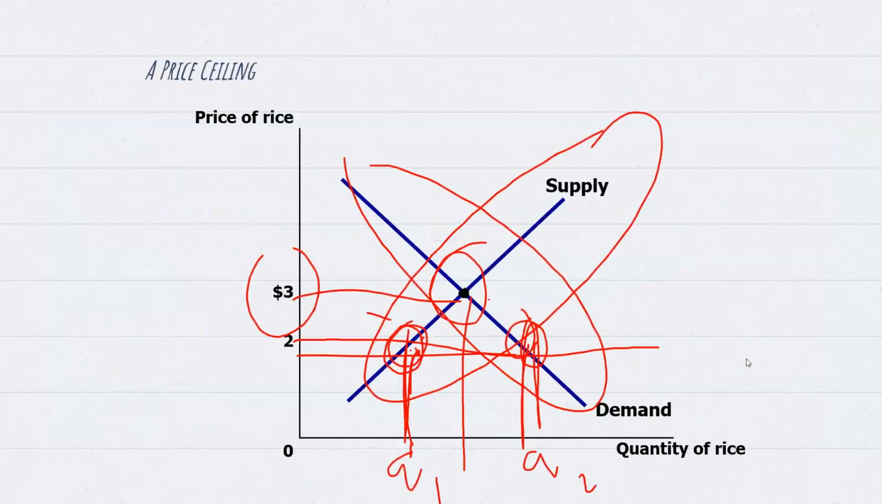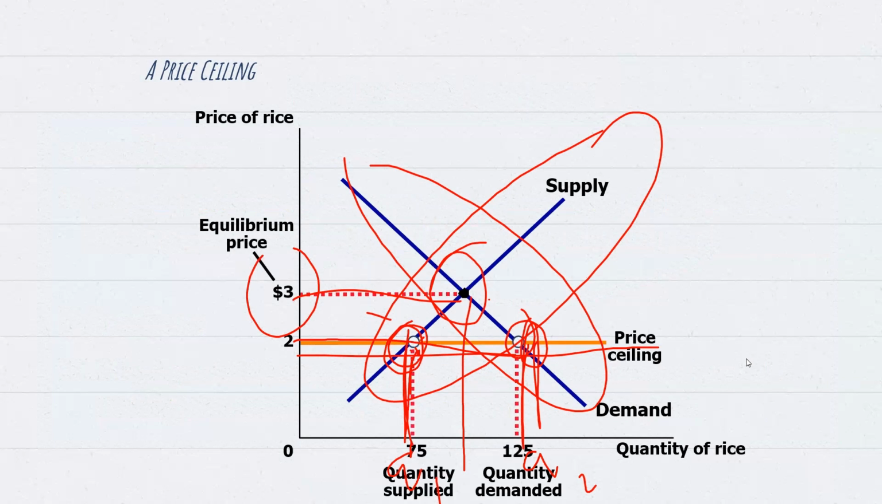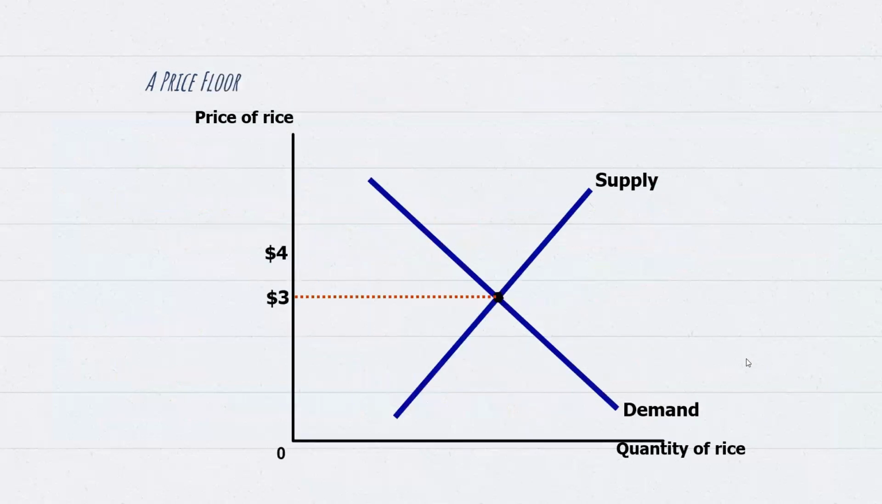Then we move to the price floor, right? So when it comes to the price floor, let's go to the graph first. This is where you have the price floor. As I said before, this is the supply curve and the demand curve. You have the equilibrium point where you have the equilibrium price, that is $3, right? So when it comes to the price floor, what will happen?